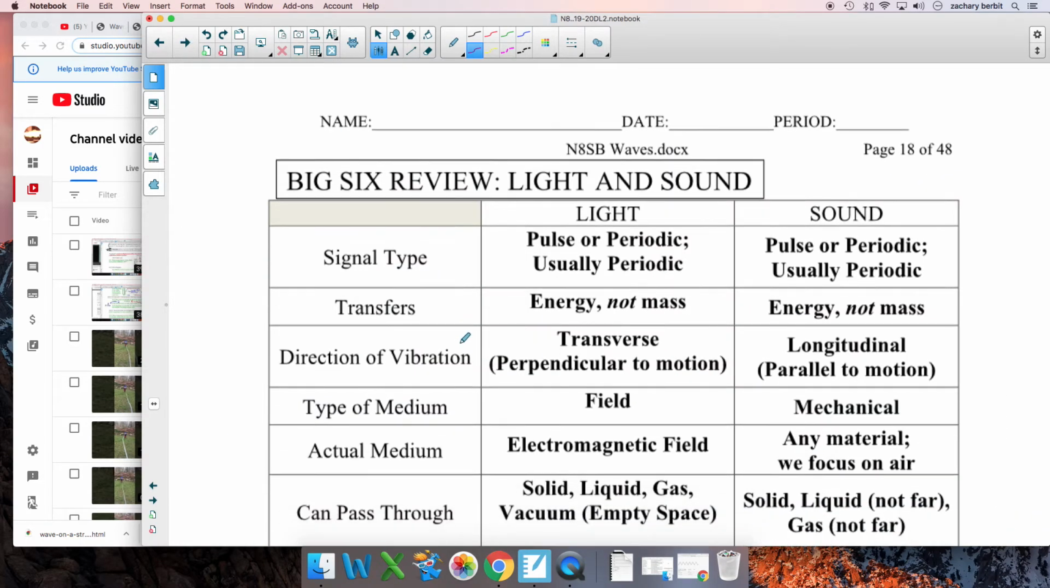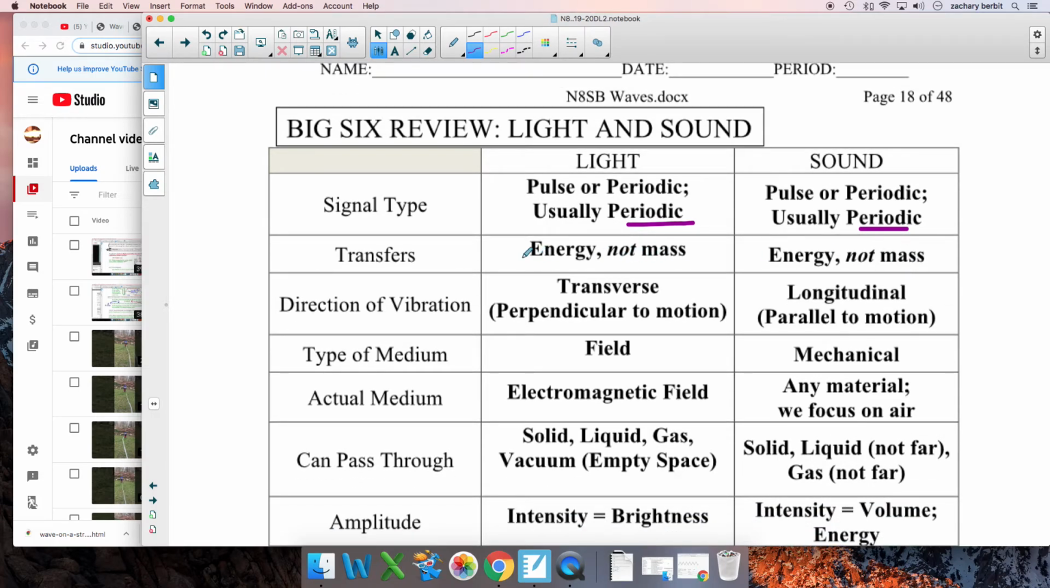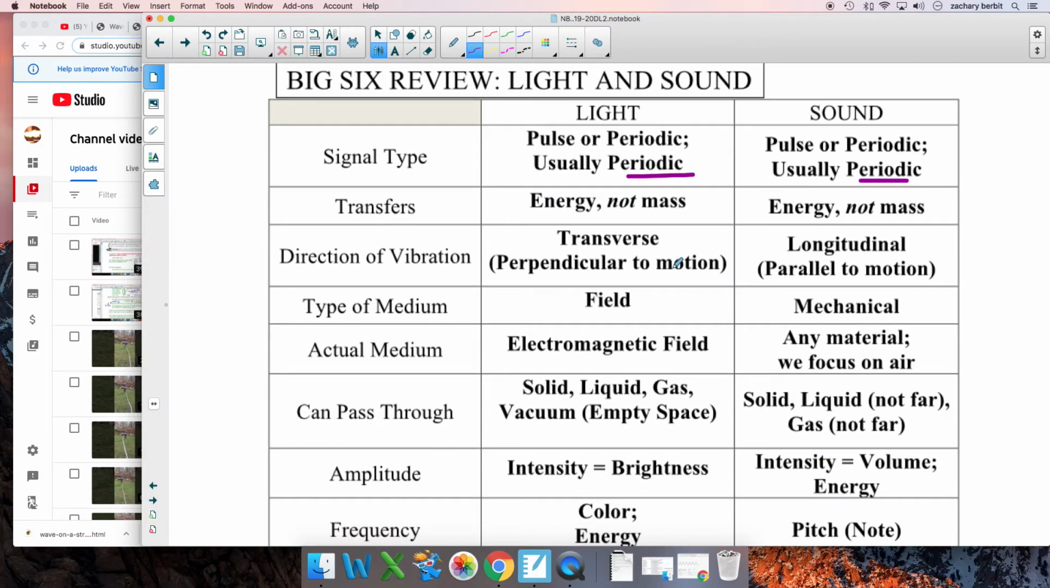Last page, nothing for you to write. This is just a review of the big six. Basically, you can have pulse or periodic, although usually we deal with those symmetrically repeating waves. All waves transfer energy, not mass.